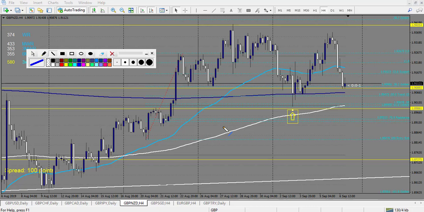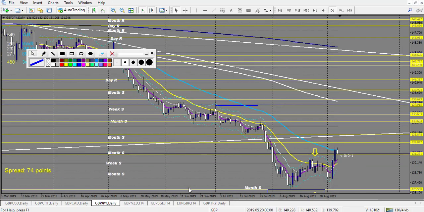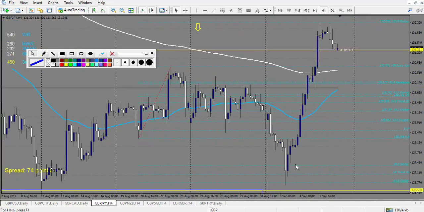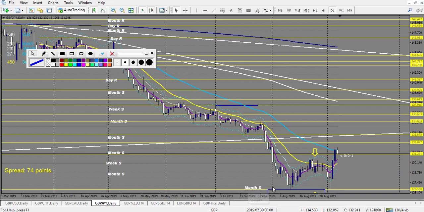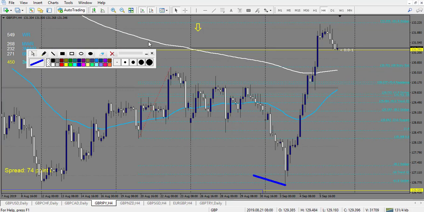Now let's look at GBP JPY. This one is very, very nice. I'll show you that. So, on my daily chart, as you can see, monthly support right here. There was a previous nice pin bar right here, and the price retested outside the envelope, which was very, very nice for me. And I took this trade entering when the spike finished at the end of the candle right here, and I put my stop loss just below here.